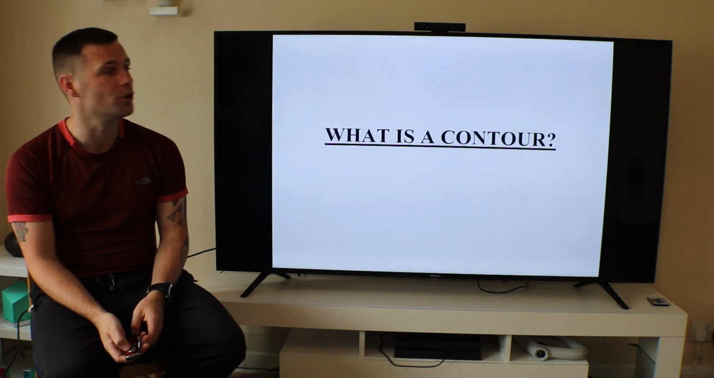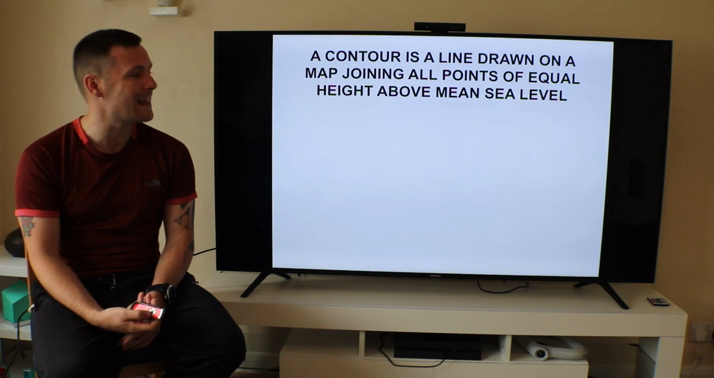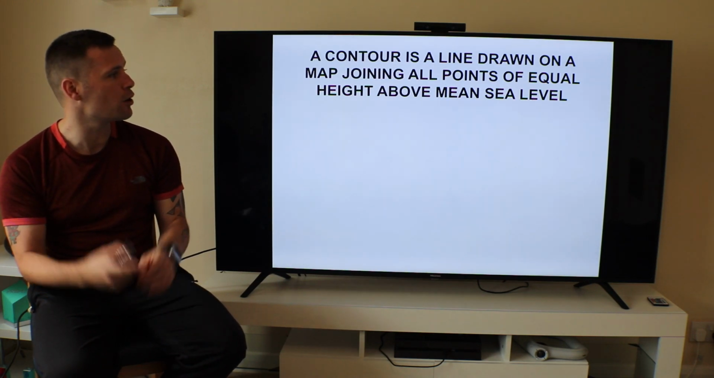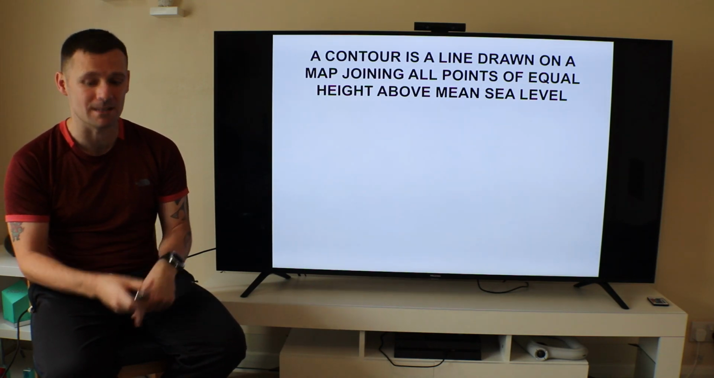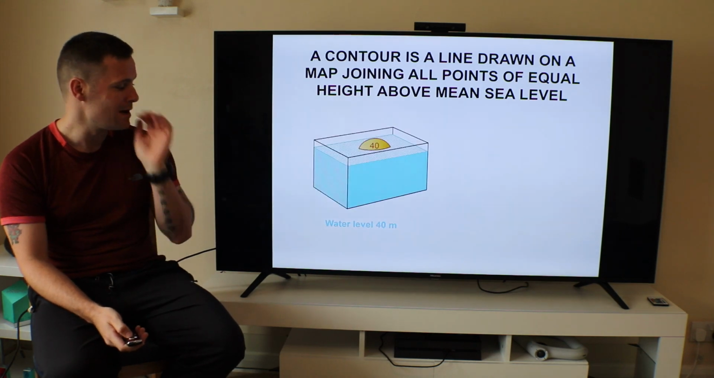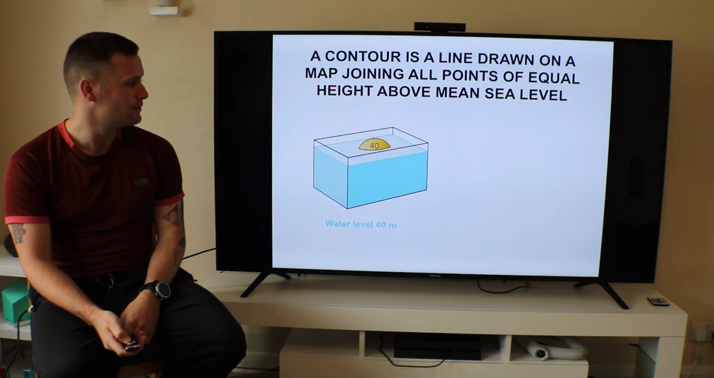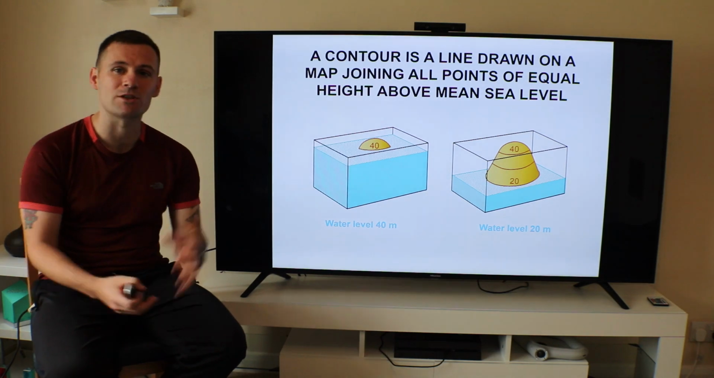So what is a contour? A contour is a line drawn on a map joining all points of equal height above mean sea level. I've got a picture here now. This is all it is, this is a contour. Just imagine it.